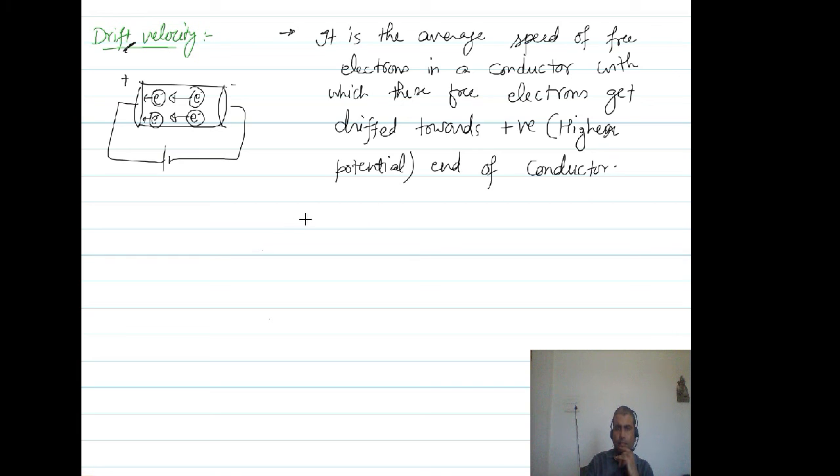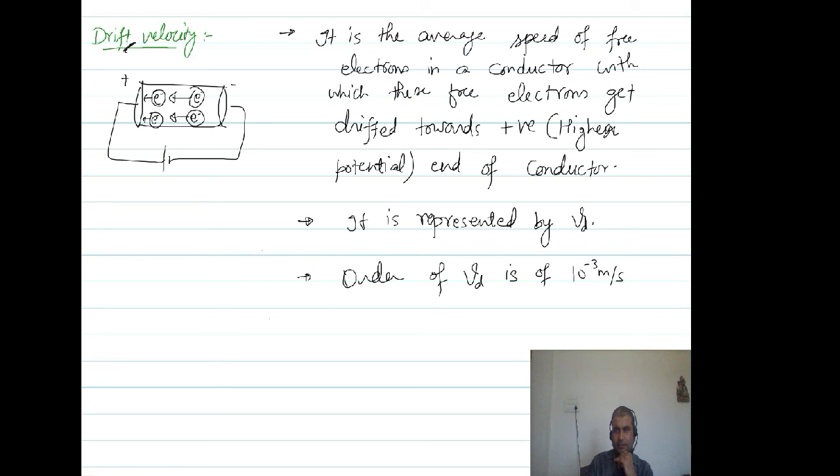We can add a few more points. It is represented by Vd. If we talk about the order of Vd, it is of 10 raised to the power minus 3 meter per second. Are you getting this point? 10 raised to the power minus 3 meter per second means a few millimeters per second. Such a very small speed.